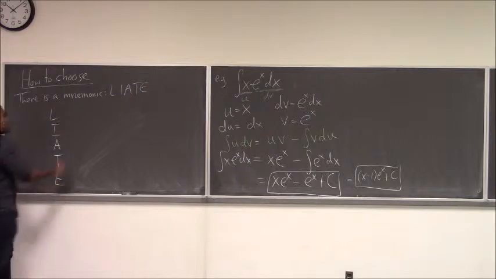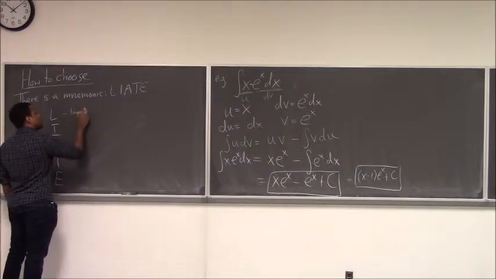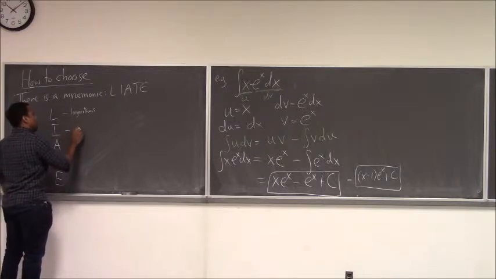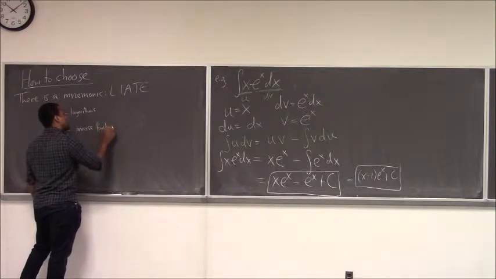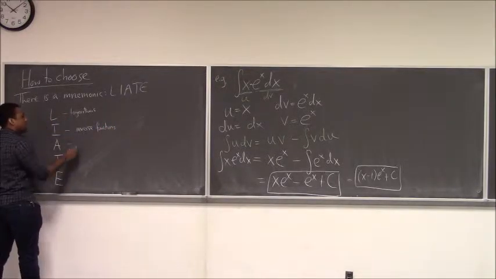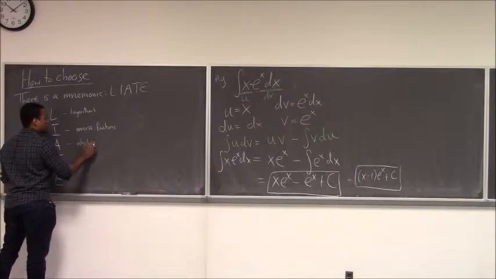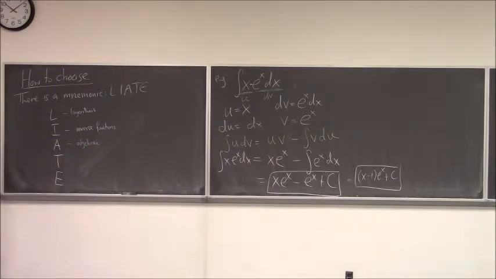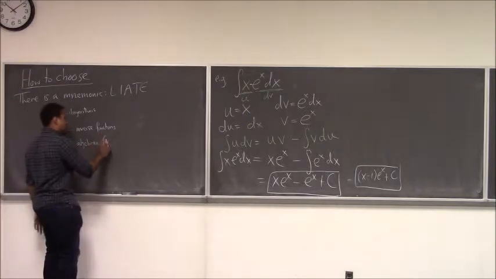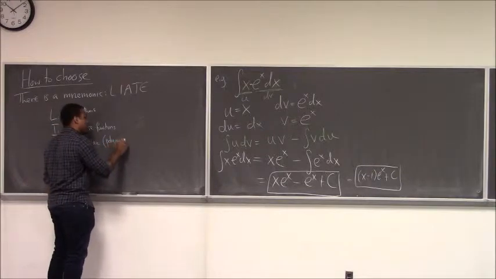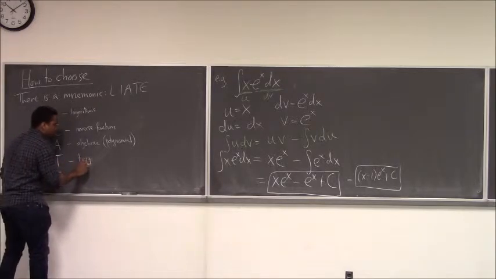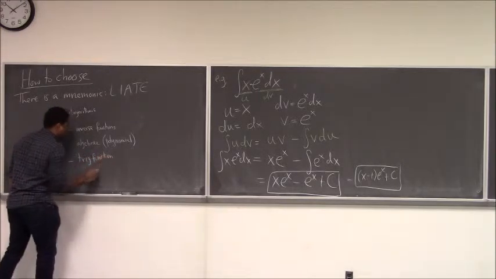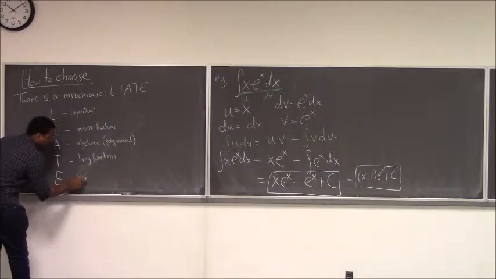Now, LIATE stands for logarithms, inverse functions, like your inverse trig functions, tan inverse, sine inverse. A stands for algebraic, which is a very poor choice of terms, but I think LIPTE would sound weird to people. Algebraic really means polynomials in this case. In general it doesn't, but in this case it means polynomial. T stands for trig functions. And E stands for exponentials.